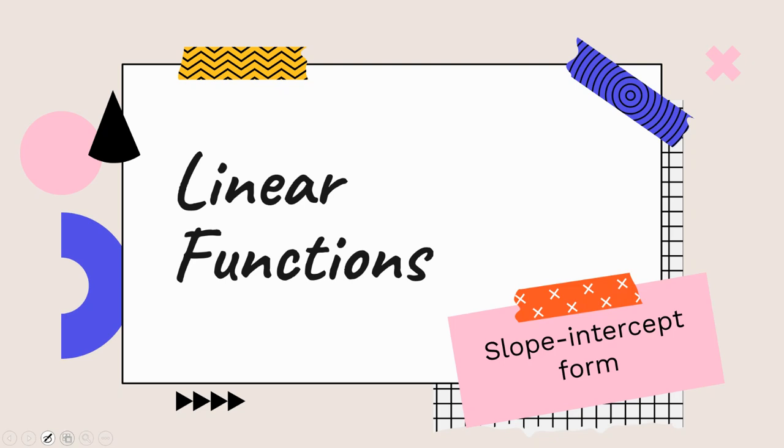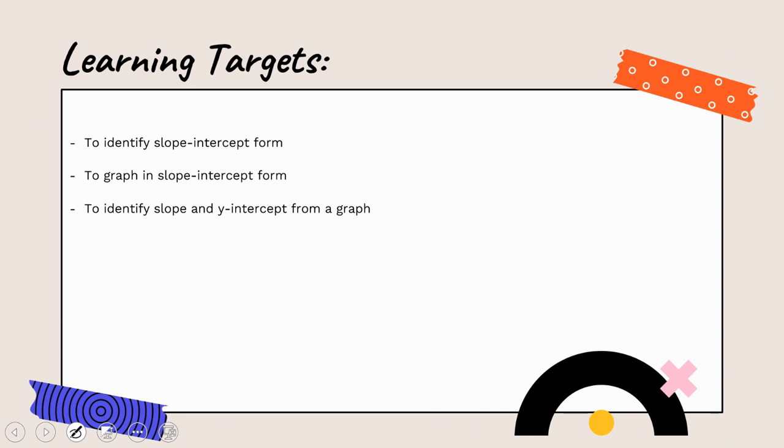We're going to talk about linear functions today, specifically about linear functions written in slope-intercept form. We are going to talk about what slope-intercept form is so that you can identify it. We're going to do some graphing in slope-intercept form, and then we're also going to talk about the slope and the y-intercept and looking at those on the graph.